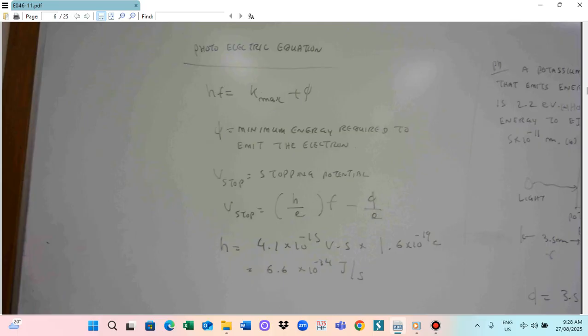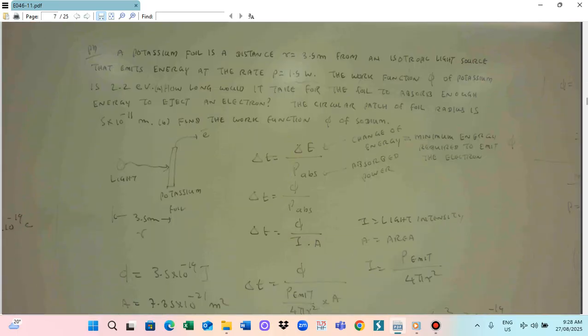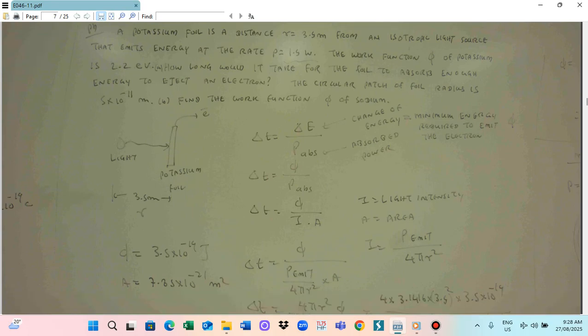A potassium sample is at a distance r equal to 3.5 meters from the isotropic light source. So this is the light source, and this is the potassium sample. When the source emits light, the sample will absorb the light and then emit the electron. So we have to calculate the time required for the absorption and to emit the electron. In this case, the distance is 3.5 meters.